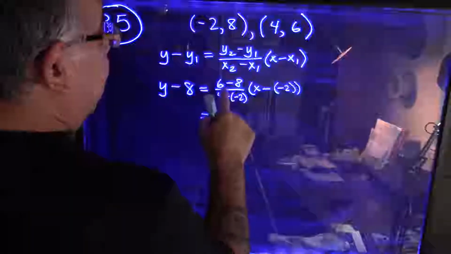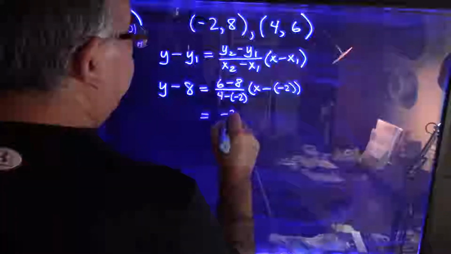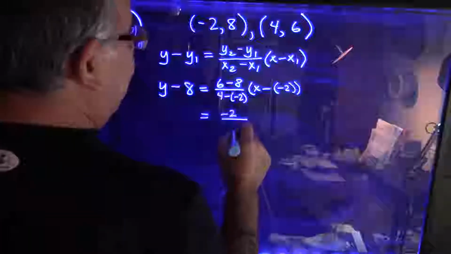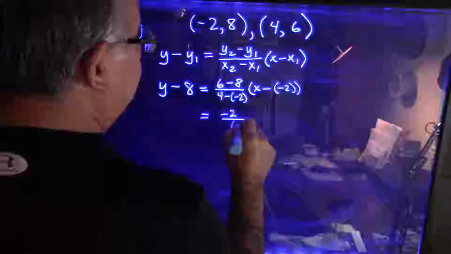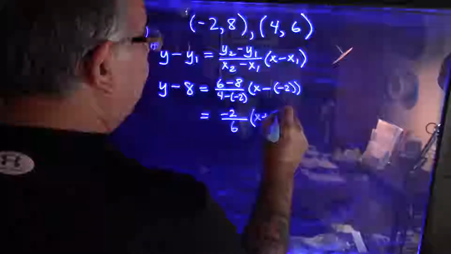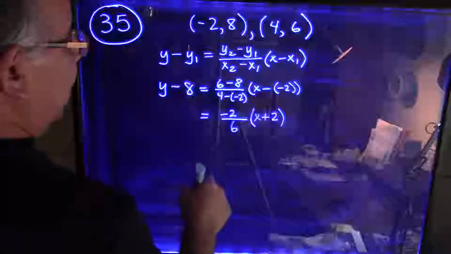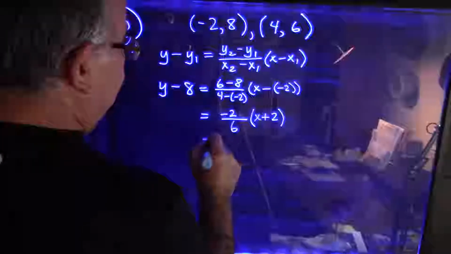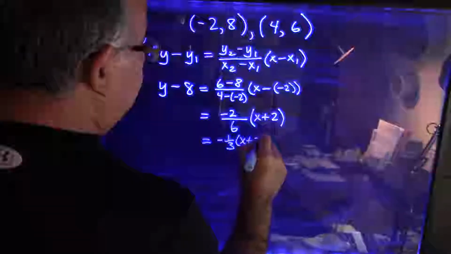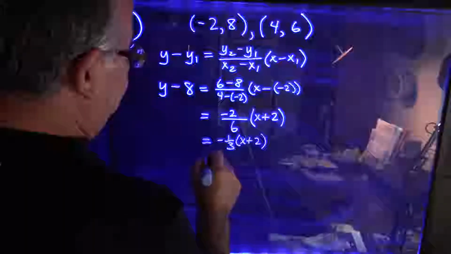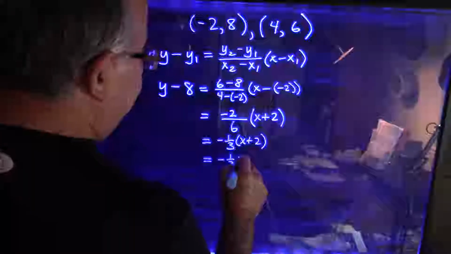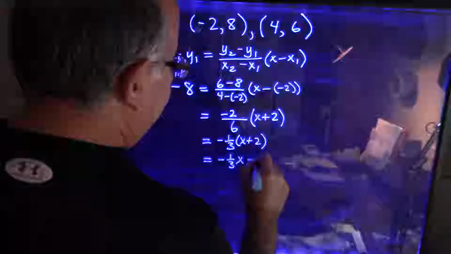So 6 minus 8 is negative 2. 4 minus a negative 2 is 4 plus 2, which is 6. And then x minus a negative 2 is the same as x plus 2. Alright, so this reduces to negative 1/3. And then distribute that through, so you'll get negative 1/3 x minus 2/3.